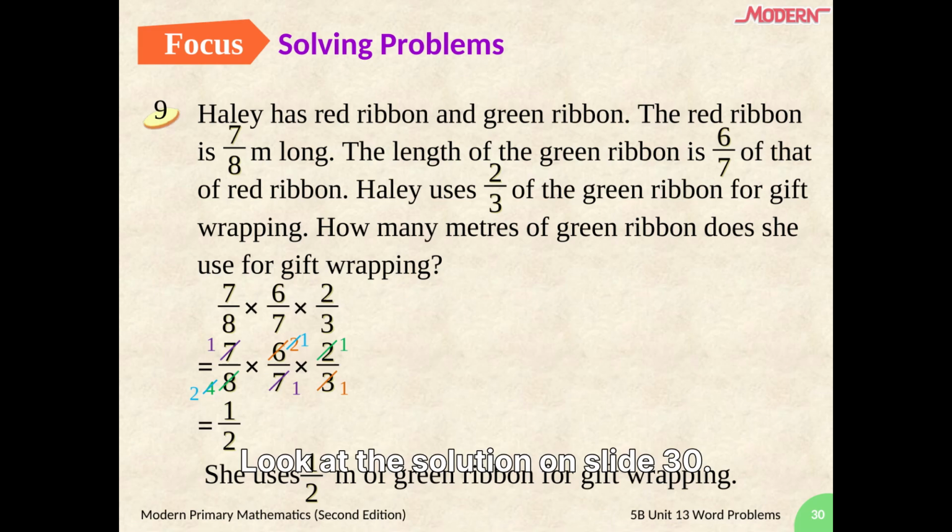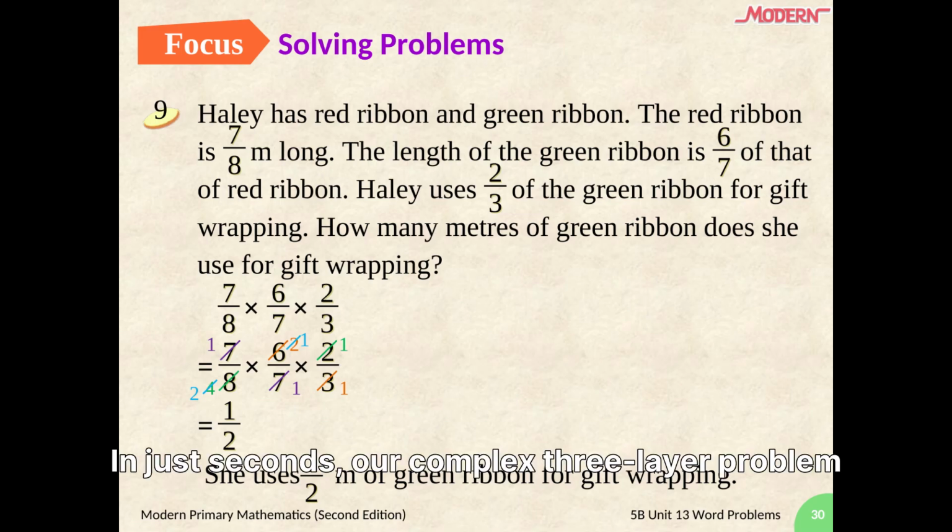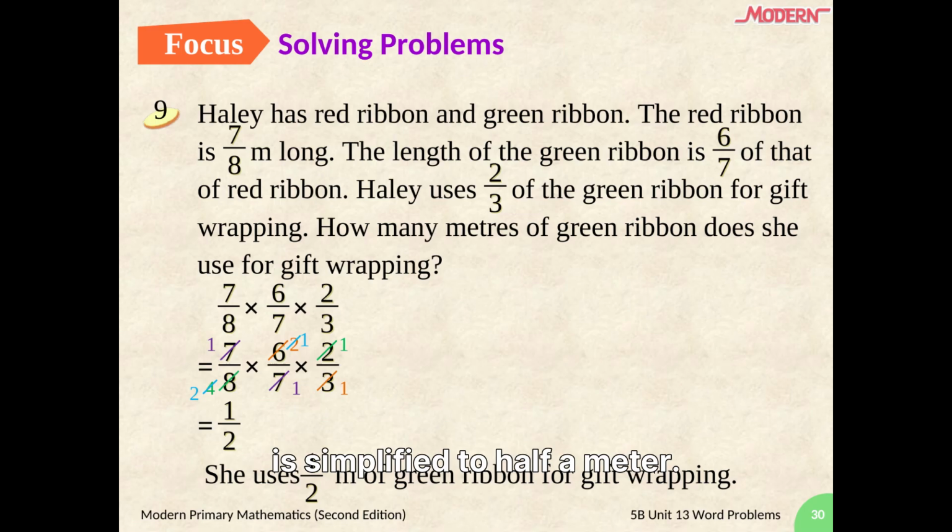Look at the solution on slide 30. We have 7/8 times 6/7 times 2/3. The 7s cancel out to 1s immediately. The 6 and 3 reduce to 2 and 1. Now we have 2 times 2 in the numerator, which is 4. That 4 reduces with the 8 in the denominator to give us exactly 1/2. In just seconds, our complex 3-layer problem is simplified to half a meter.